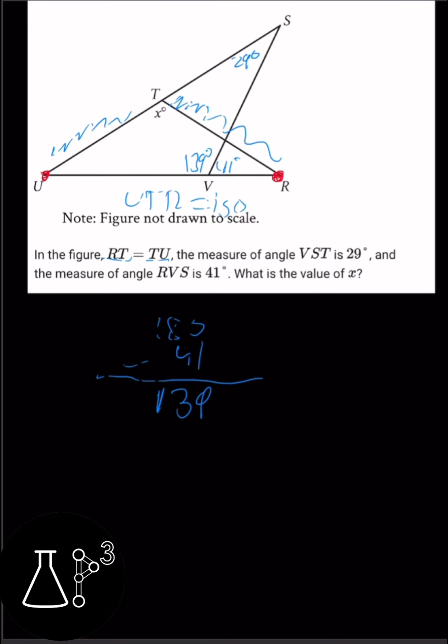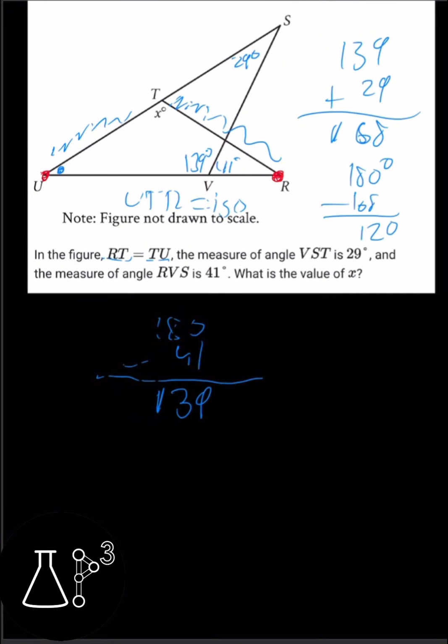Well, what else can I do now? If we look at the triangle UVS, I can see that I have 139 and 29, and the missing angle is U. So I can do 139 plus 29, which is going to equal 168, and I can look for my angle measure of U. If I do 180 minus 168, that's going to equal 12, and that's going to be my angle measure for U. Now remember, we said that UTR is an isosceles triangle. Therefore, angle measure R is also 12 as well.